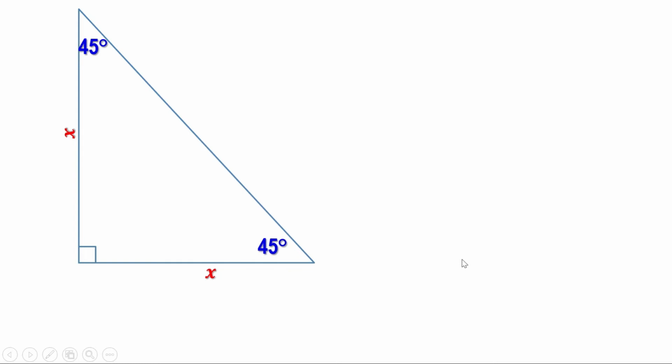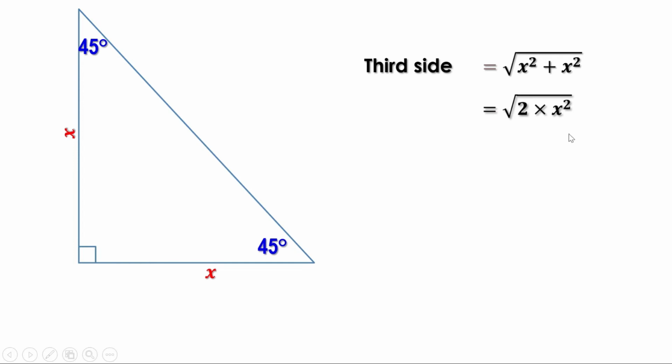Third side is root of base square plus altitude square, or root of x square plus x square. X square plus x square is 2 times x square. So this can be written as root of 2 into x square. Root of 2 into x square is root 2 into root x square. And root of x square is x. So this can be written as root 2 into x, or root 2x. That means when the base is x, altitude is x, and hypotenuse is root 2x. So here again, the hypotenuse is root 2 times base or altitude. So we can say it is always true.